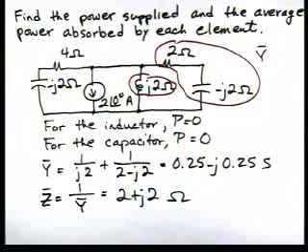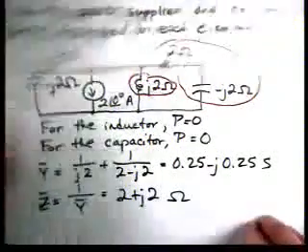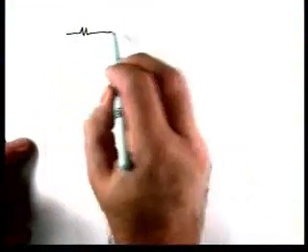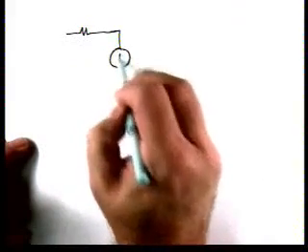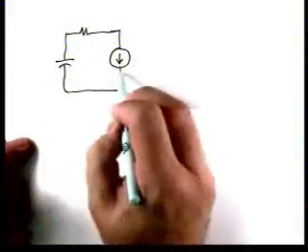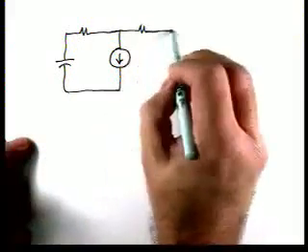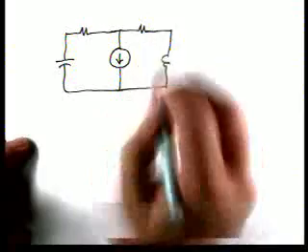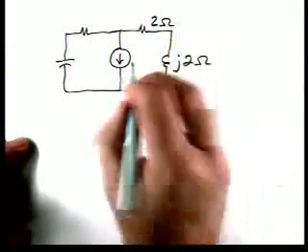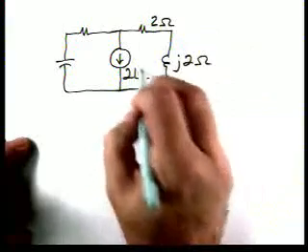So now let's redraw the circuit, showing that combination. There's our combination that we just calculated.